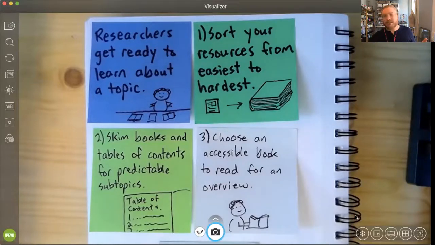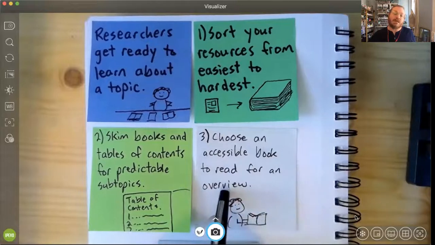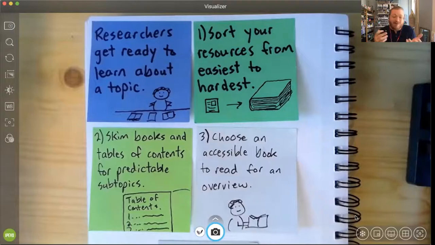And then the last step, and this one's a little bit different from the last time we did this, is you want to just pick an accessible overview book just to get started, an overview of your subtopic, or maybe even an overview of the entire time period. Okay, are you ready to watch me do this?